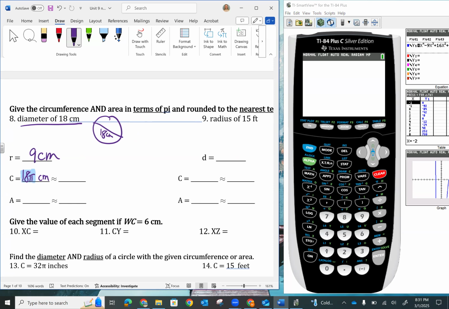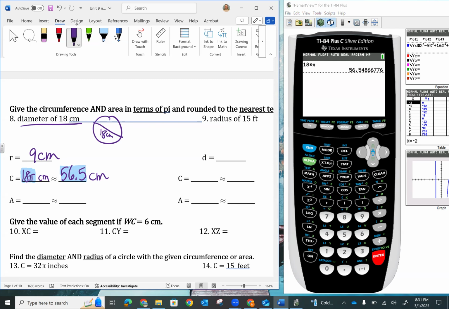If we want to do 18 and then pi, you're not going to do 3.14. You're going to do 18 times, and the pi key is just above the division key. There you go, 18 pi, and that will give you the decimal. It says round to the tenth, and the tenth is one place, so that would be 56.5, also in centimeters. In terms of pi, it would be 18 pi, which is pi d.